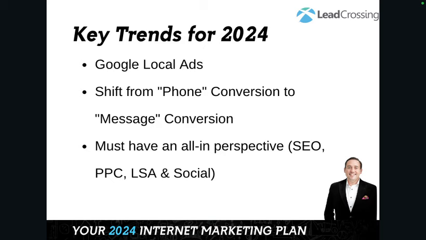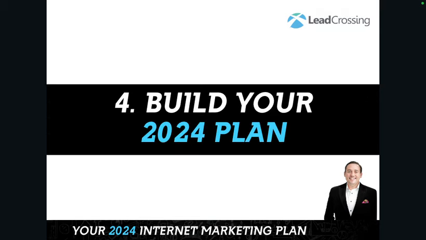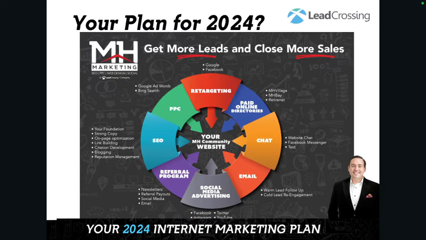And I think that's an important distinction. Used to, everybody was like, get on the phone, get them on the phone. And that is still king. Having a phone conversation with somebody is incredibly powerful, but the consumer is wanting to start with a message first. And so you really want to have an all-in perspective with your marketing. And that means having your website optimized, having pay-per-click ads, using social, using all the tools that you have available. That's what we mean. So now let's talk about building a plan.